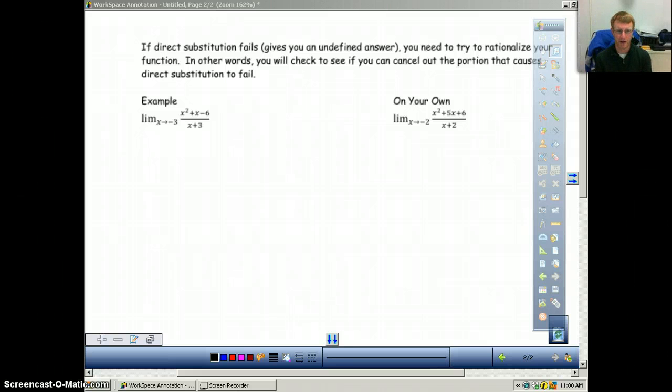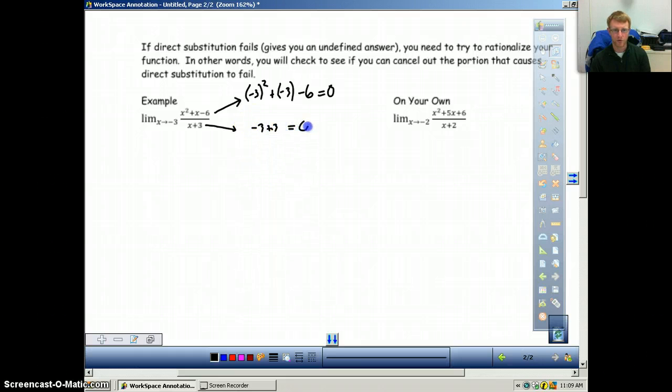That gives us undefined. What you want to do then, once you find out that the bottom is still going to be 0, so we can't get an answer, is also plug it into the top. So if I plug -3 into the top, I get -3 squared plus negative 3 minus 6. This is equal to 0. If I plug negative 3 into the bottom, I get negative 3 plus 3 equals 0.